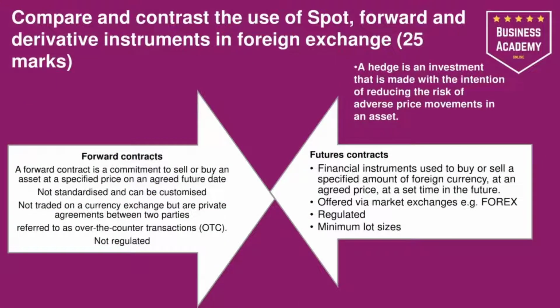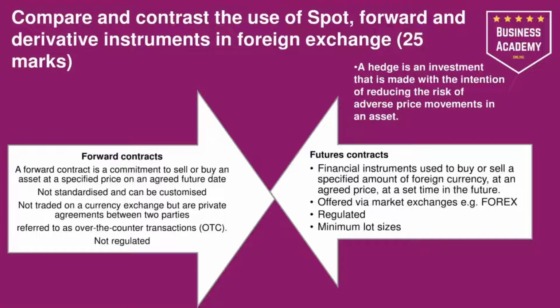So as I said, these approaches are all forms of hedging. And a hedge is an investment that is made with the intention of reducing the risk of adverse price movement in an asset. So what that means in common sense English is that we are hedging our bets. What we are trying to do is ensure that the price doesn't go up too much and we end up paying a fortune. So all of these, particularly forward and futures, are a way of hedging the risk.